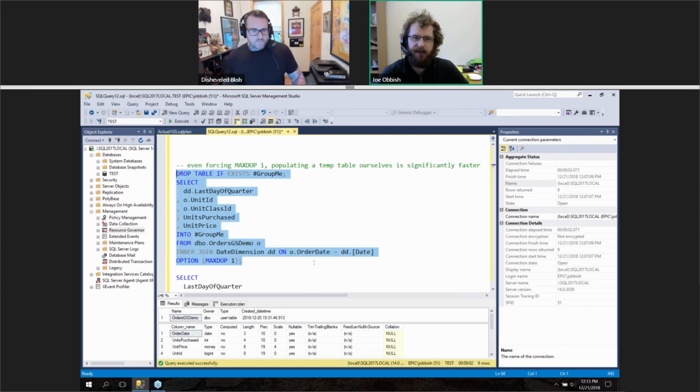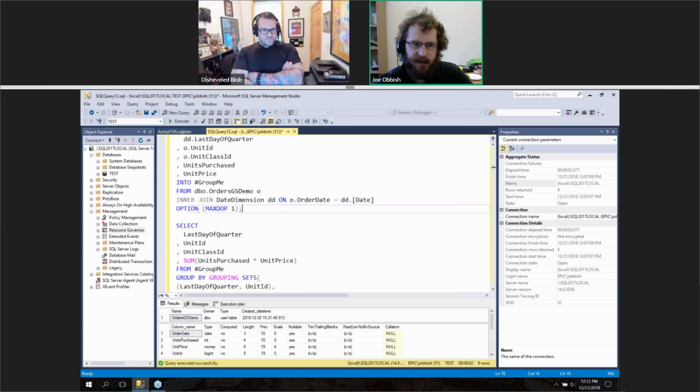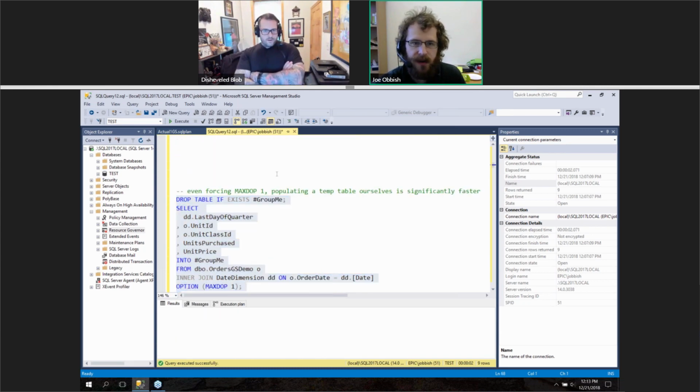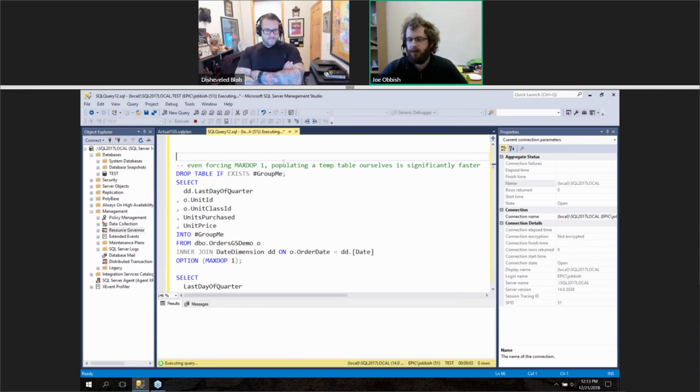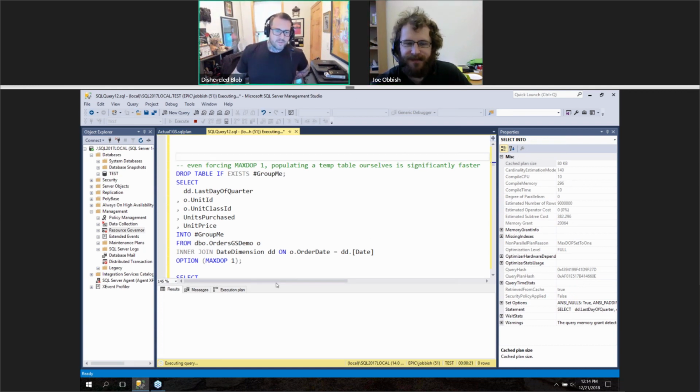So instead of using a spool, I'll just take that initial result set, write it to a temp table, and then I will aggregate on that temp table. And to keep things fair, I'll have both queries be MAXDOP 1. Go ahead and run that. Now you might think, well, this shouldn't be faster. I mean, writing to an eager spool, writing to a temp table, why should that matter, right? But it turns out that it is faster once it finishes. We have one execution plan, so we're good there.